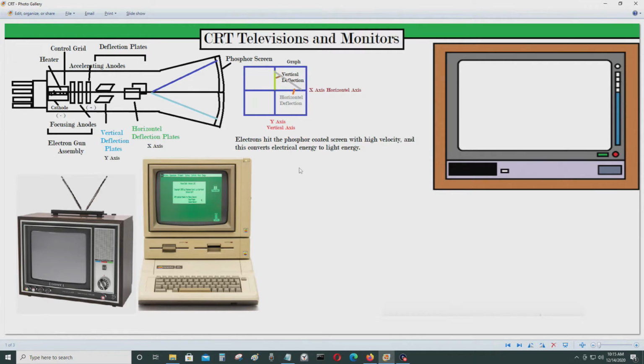The first one is the Electron Gun Assembly, which you see right here. The next part is deflection plates. And the last part of it is the phosphor coated screen, which is what you see basically. So let's talk about the electron gun assembly first and the parts that are on it.